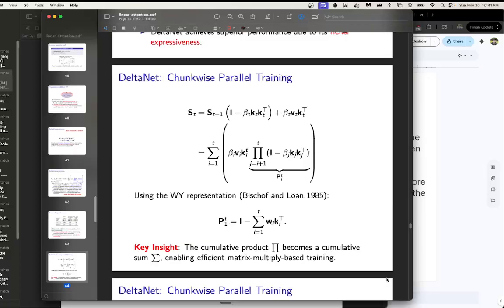The first one is called using the WY representation, which is a linear algebra identity that basically states that for cumulative products of Householder matrices, we can actually represent them in this more compact summation here if we know this term W. This is a new vector that we haven't seen yet. But this can be computed through a linear recurrence.